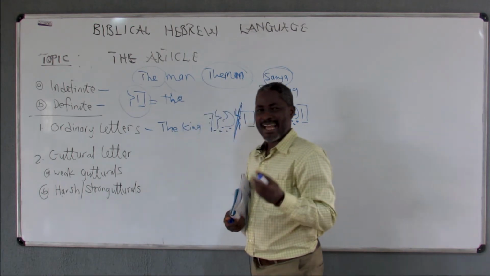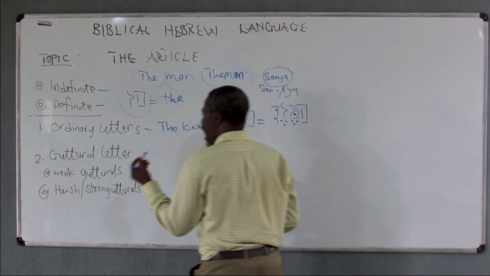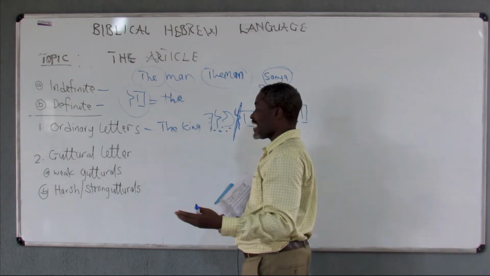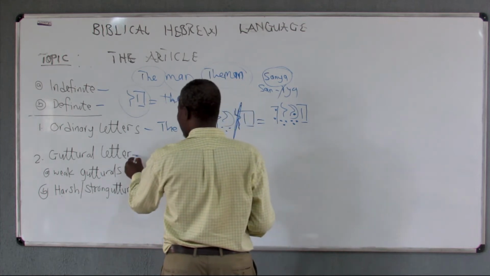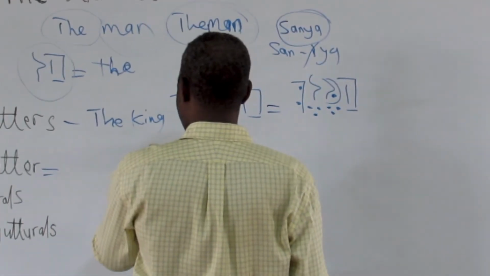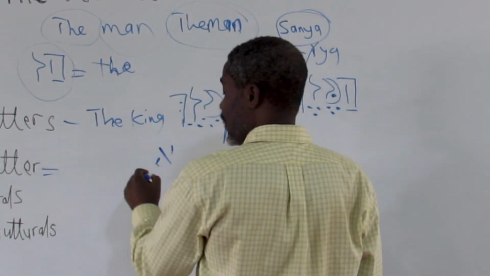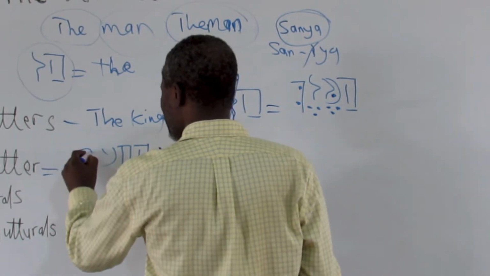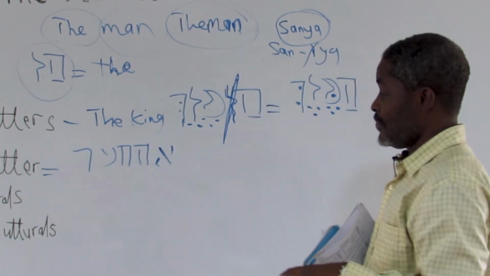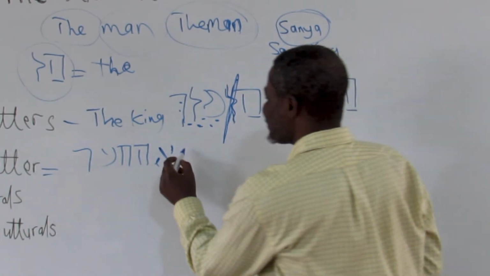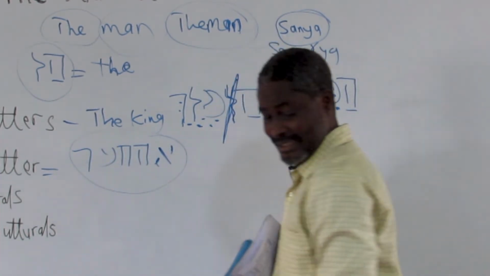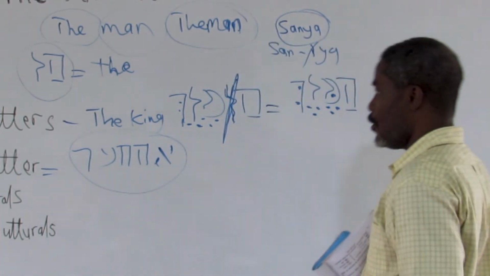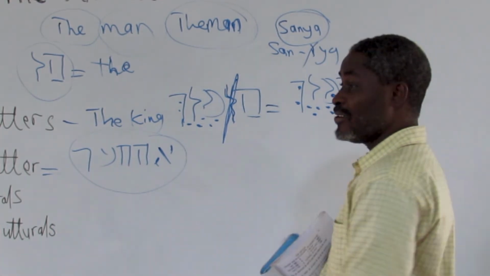But the next principle has to do with how you attach the article ha to the letters that start with guttural letters. The first thing is, what are guttural letters? Guttural letters are Aleph, He, Het, and Ayin. Resh also acts like them. We have done guttural letters in the past. So understand the peculiarities of these letters. So any word that begins with any of these five letters will not follow the principle enunciated up here.